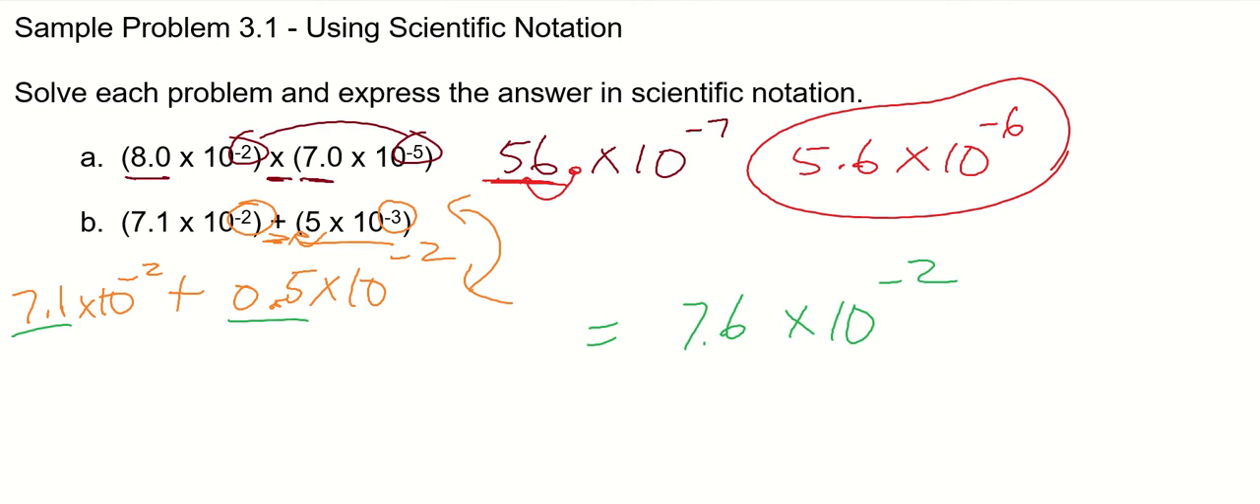Now let's check our sig figs. They both have a precision, when the decimals are lined up, to this place here. So there's your answer.